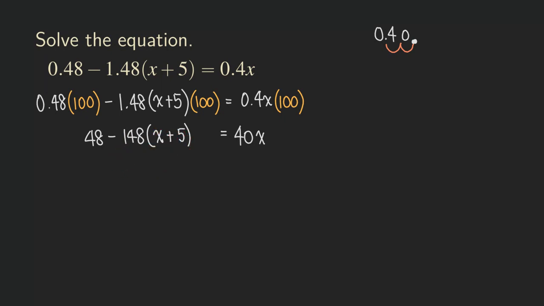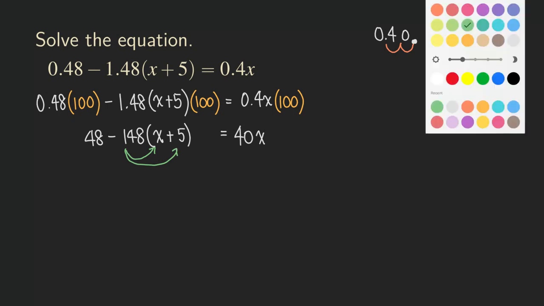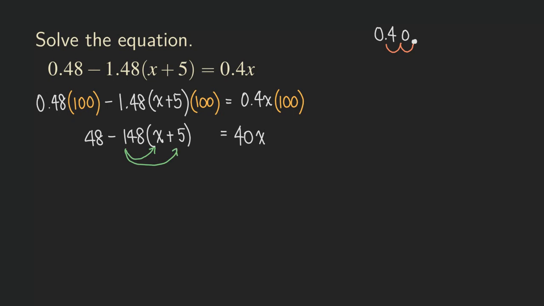Then let's do that. So we distribute this to the x and then distribute it to the 5. So we are going to get what? Well, the 48, we just copy it down. And then we are going to get negative 148 x. And then you may say, what about the negative 148 times the 5, right?